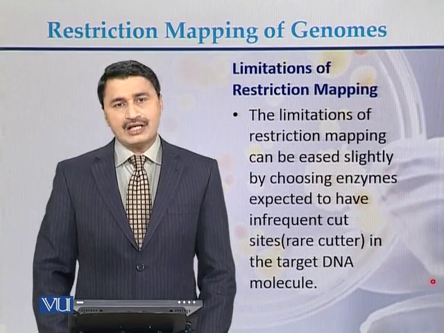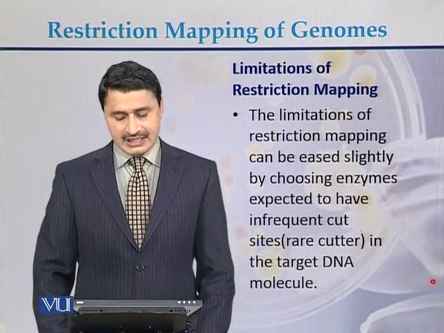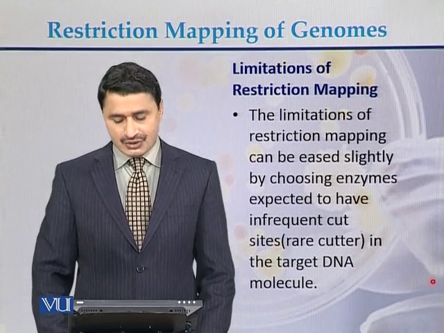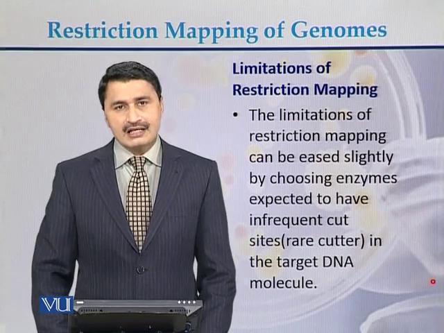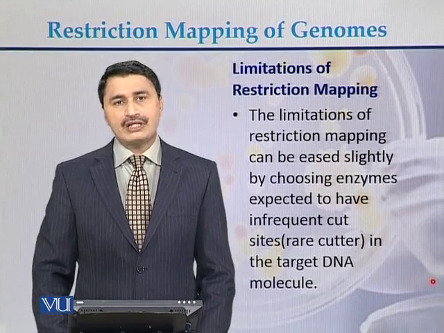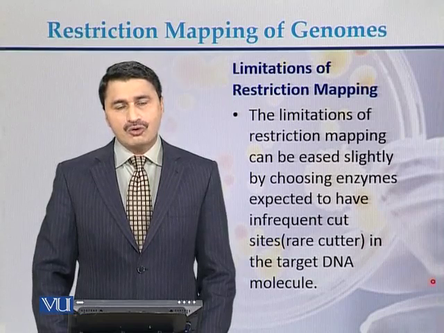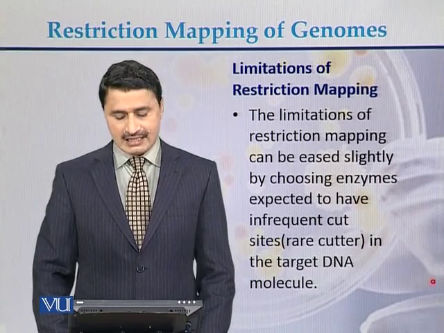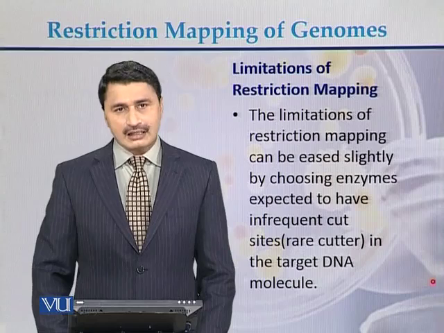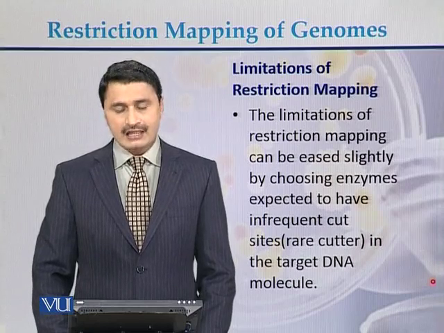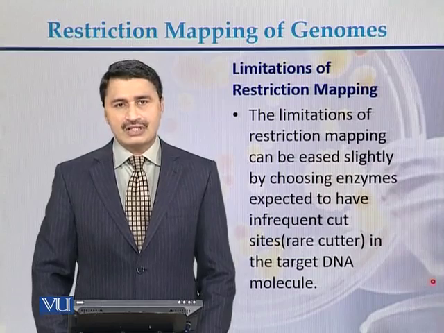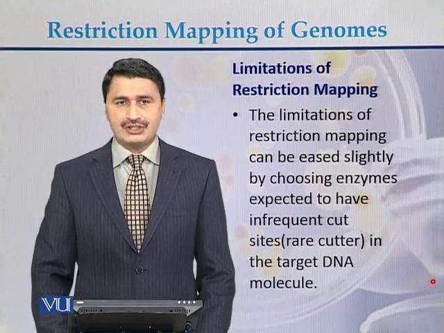The limitation of restriction mapping can be eased slightly by choosing restriction enzymes that have rare cut sites. That means we can select those restriction enzymes that cut the DNA infrequently, which are also called rare cutters, and then we can overcome such a limitation of restriction mapping.